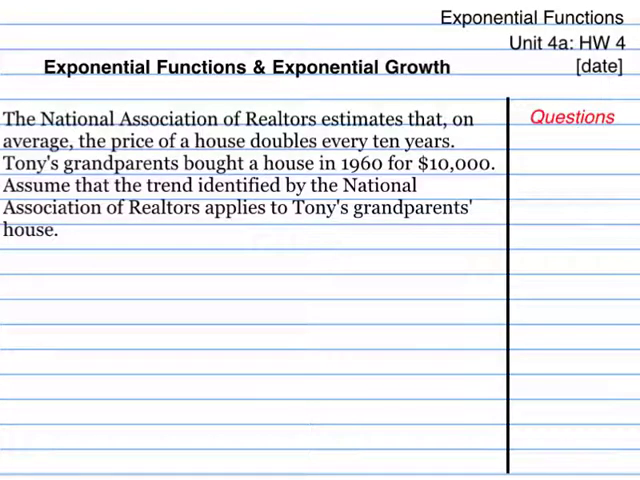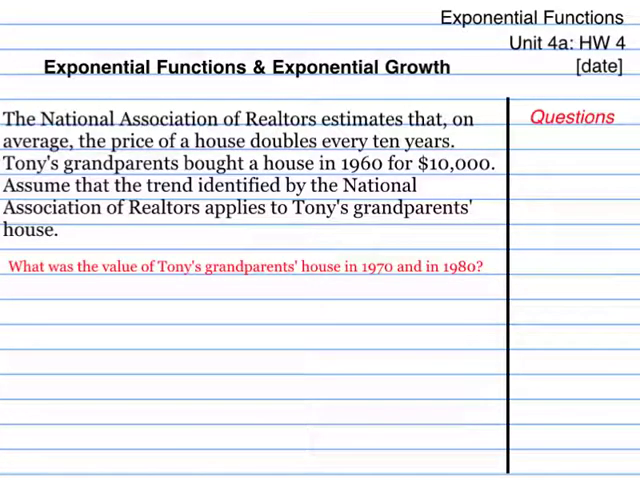So the National Association of Realtors estimates that, on average, the price of a house doubles every 10 years. Now, Tony's grandparents bought a house in 1960 for only $10,000. Assume that the trend identified by the National Association of Realtors applies to Tony's grandparents' house. What was the value of the house in 1970 and 1980?